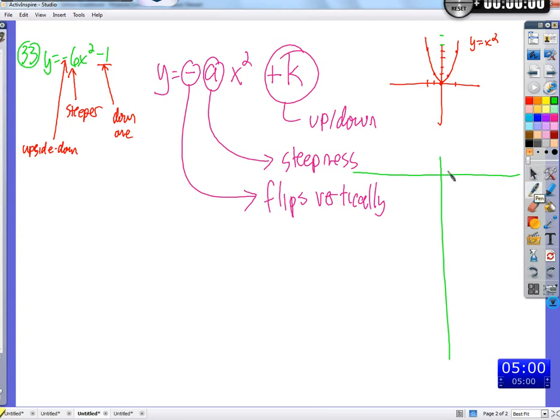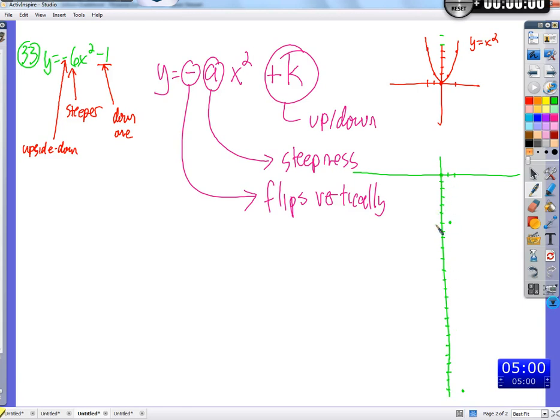Move that up there. So instead of 1, 1, and even instead of 1, 6, it's going to be down negative, right? Because it's not just a 6, it's a negative 6. So 1, 2, 3, 4, 5, 6. 1, negative 6. So now we've flipped it upside down and we've made it 6 times steeper, but we haven't moved it down 1. We haven't subtracted 1 from it yet. 2 and negative, what's it, 6? Negative 24. It's a lot steeper, 6 times steeper.